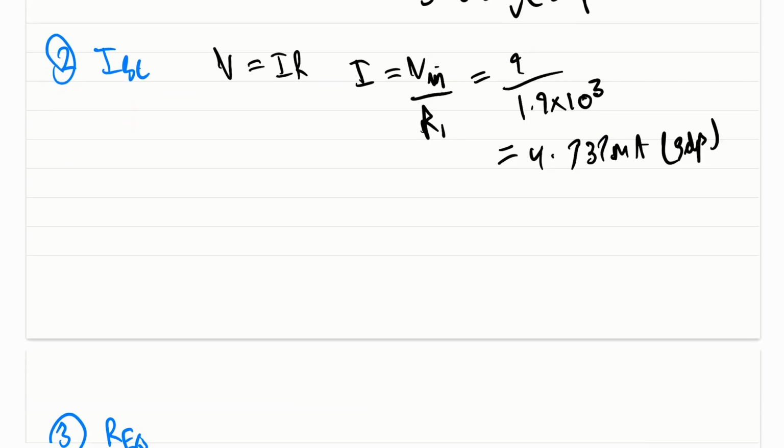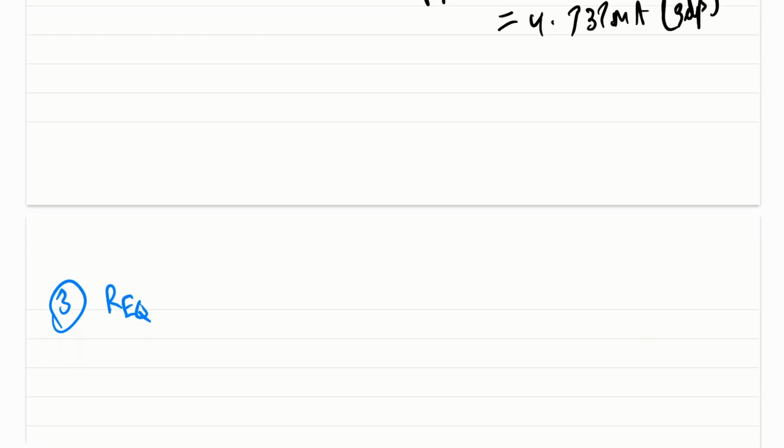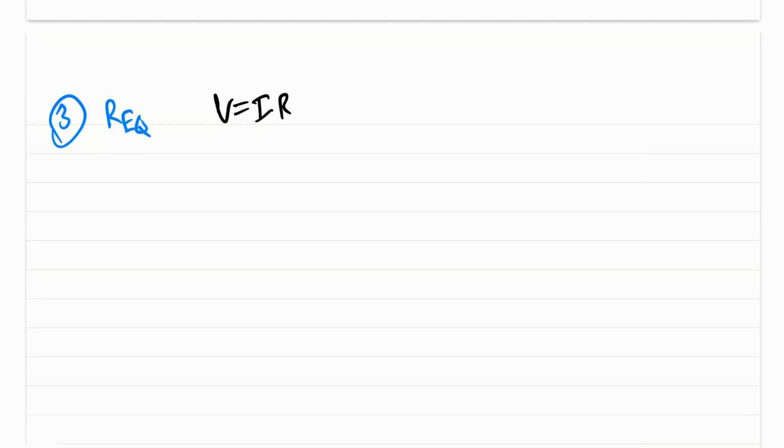Finally, to calculate the equivalent resistance, we need to use our two previously calculated values in an Ohm's law equation. So V equals IR. We want to figure out R, so we divide by I. Essentially, the equivalent resistance is the open circuit voltage divided by the short circuit current.